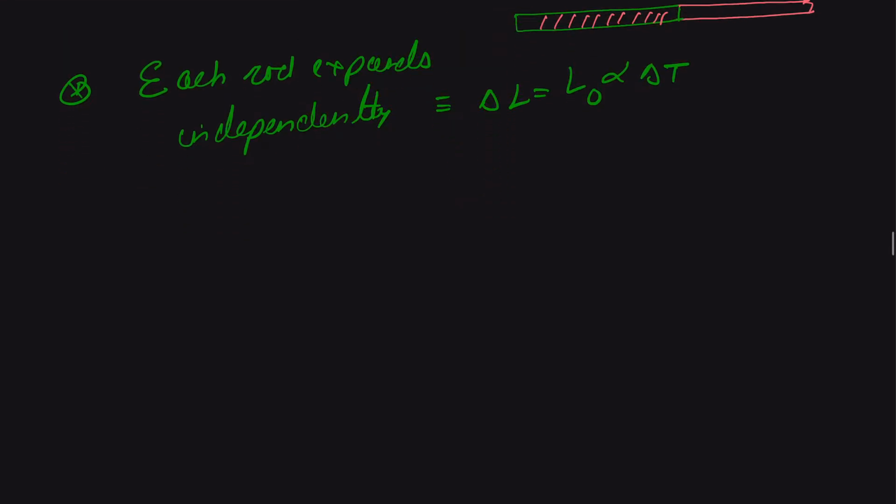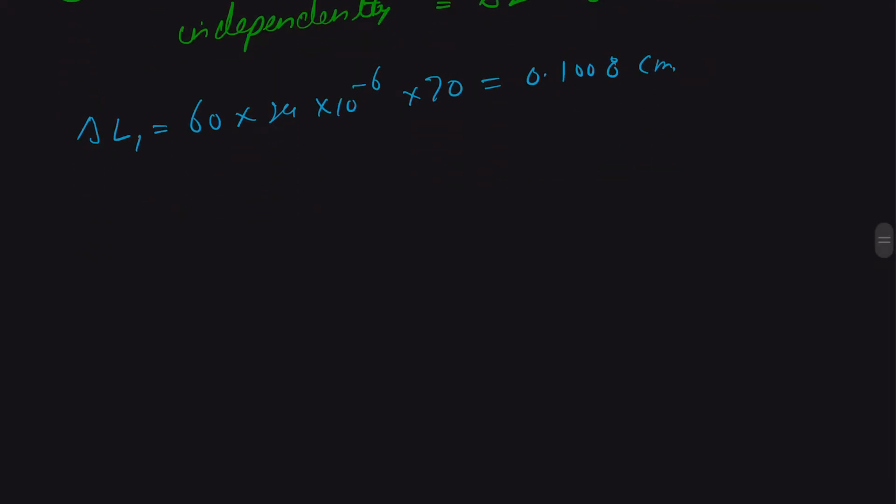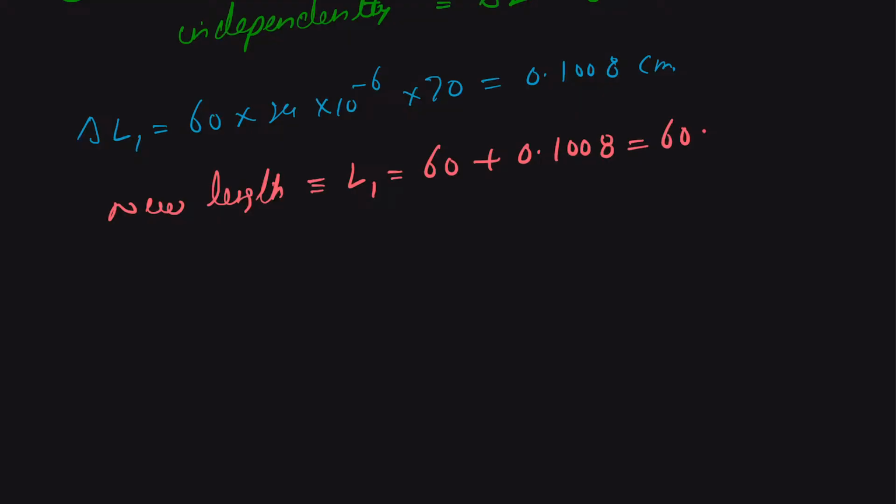We have two rods, so we can divide this. ΔL1 for the first rod will be equal to 60 multiplied by 24 × 10^-6 multiplied by 70. So this comes as 0.1008 centimeters. Therefore, we can write the new length L1 is equal to the original length plus the increased length. So this comes as 60.1008 centimeters.